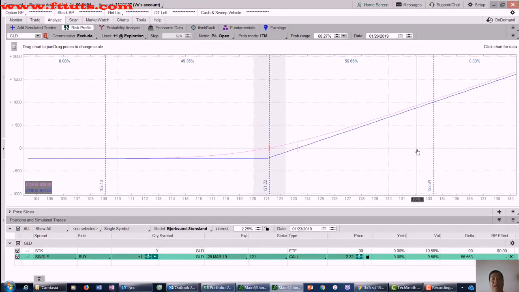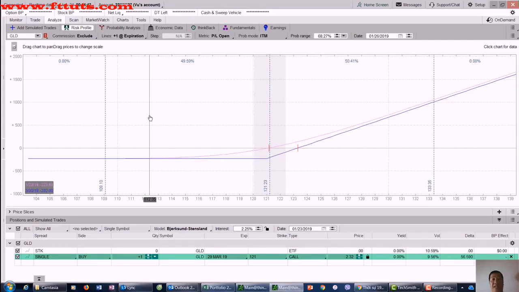Okay, how do I know my break-even point? Well, your break-even point is your strike price plus the premium. Your strike price is 121 plus your premium at $2.32, right? So that is 123.2. That's your break-even point.